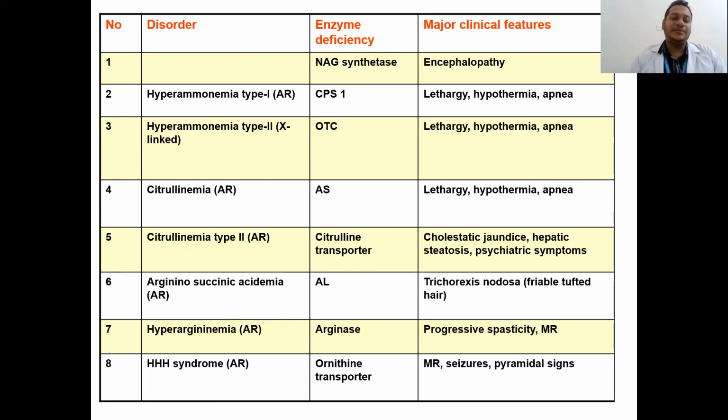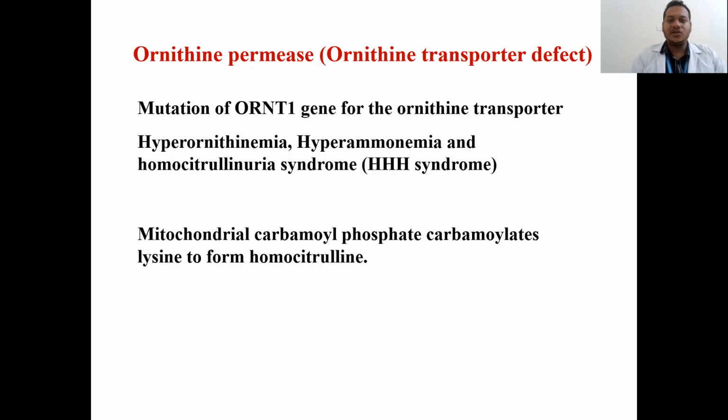And argininosuccinic acidemia, where the enzyme defect is argininosuccinate lyase. This has trichorrhexis nodosa. And hyperargininemia has an enzyme defect of arginase, and triple H syndrome has an enzyme defect of the ornithine transporter, where the clinical features are mental retardation, seizures and pyramidal signs. So this is an ornithine transporter defect, which is a mutation of the ORNT1 gene for the ornithine transporter. Hyperornithinemia, hyperammonemia and homocitrullinuria syndrome, the triple H syndrome.